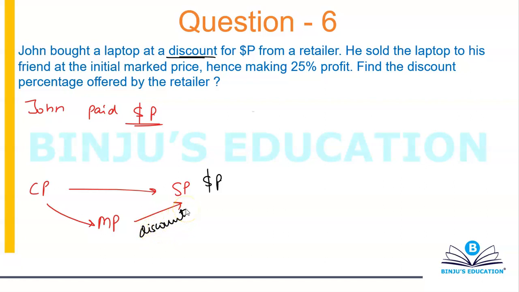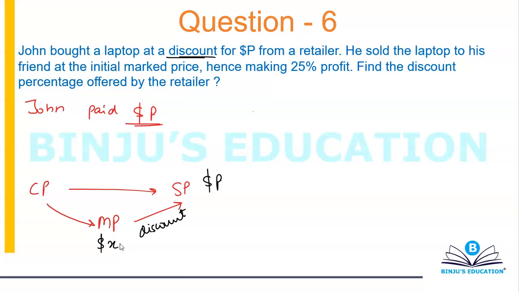What was it? We do not know this. He sold the laptop to his friend at the initial mark price. So let's consider the initial mark price to be $X. We do not know that. He sold the laptop to his friend at the initial mark price, hence making 25% profit.